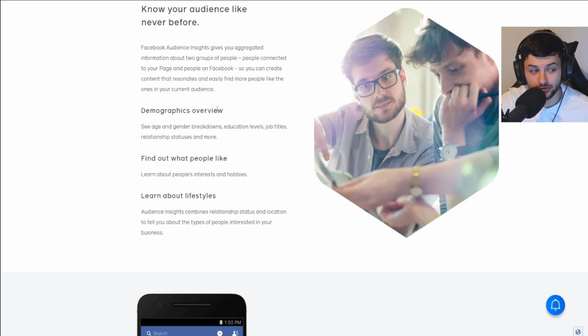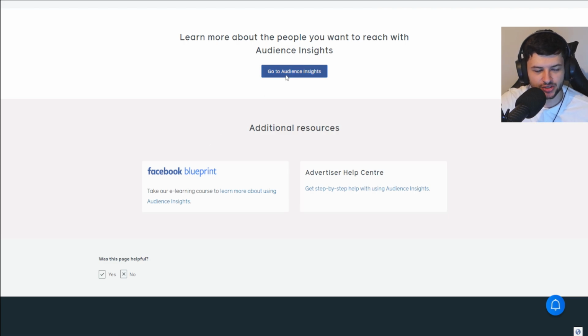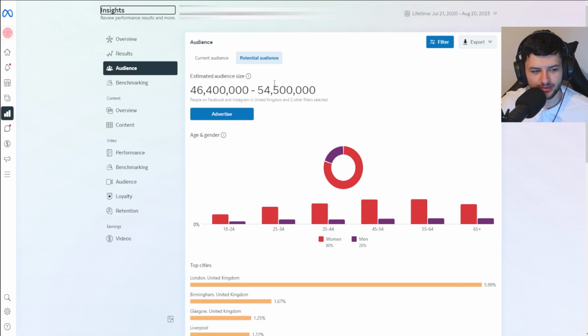So you have an overview of the demographics, so you can see the age and gender breakdowns, the education level, job titles, relationship statuses, and more information that they've tracked through their platform. So this is a really good set of insights to see your potential audience. So this is good for target market and demographics and to actually market to certain people.